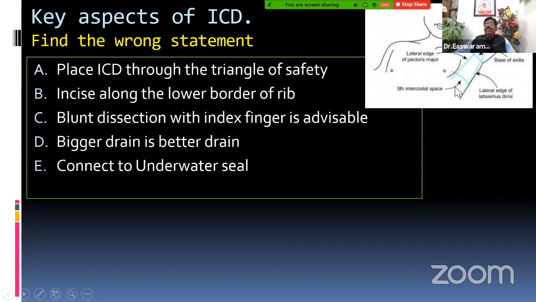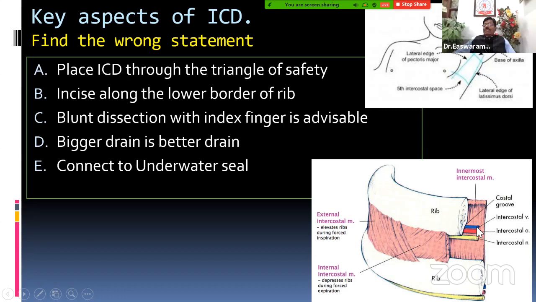This is the triangle of safety as in this picture. That is in between the lateral edge of pectoralis major and the latissimus dorsi, above the 5th rib. This is the area with only intercostal muscles. If at all serratus anterior is there, you can very easily enter here. But you need to enter through the upper border. Why not the lower border? Because you know the blood vessels and nerves are along the lower border. So that is the importance of applied anatomy. So always go somewhere here, not here.